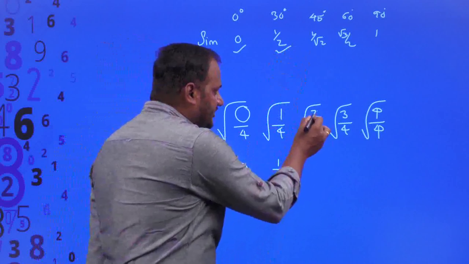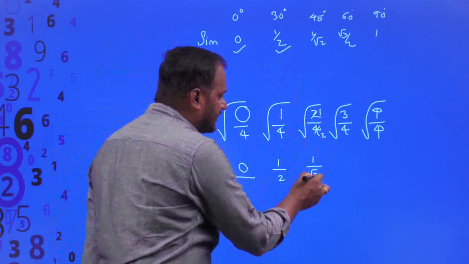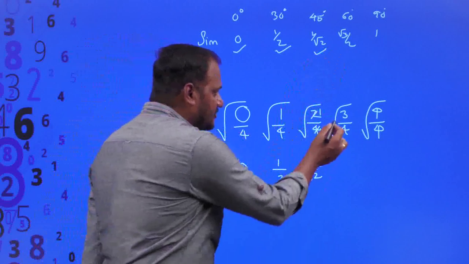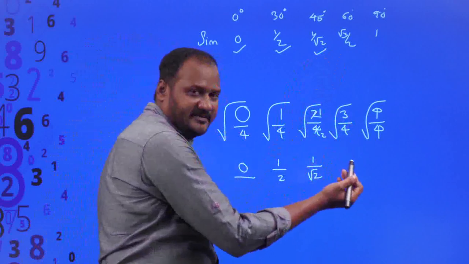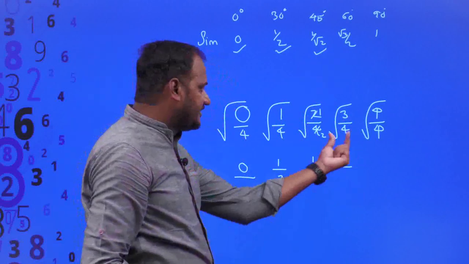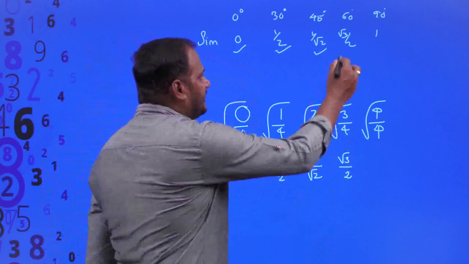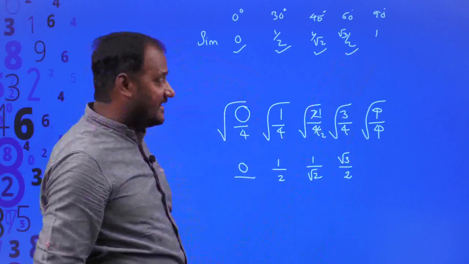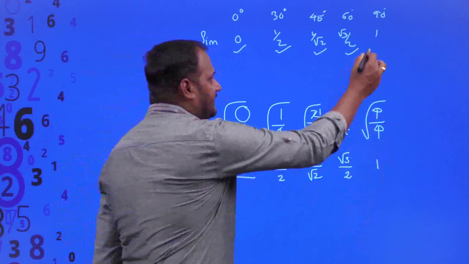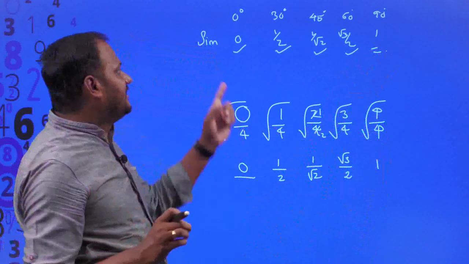Square root of 2 divided by 4: here 2 ones are 2 and 2 twos are 4, so square root 1 is equal to 1 by square root 2. So, 1 divided by root 2 is sine 45. Now, square root of 3 divided by 4, 3 divided by 4 cannot be cancelled. So, split the square root for both numerator as well as denominator. Square root 3 divided by square root 4, which is 2. So, root 3 by 2 is the value of sine 60. And coming to 4 divided by 4 equal to 1, root 1 is equal to 1, that is sine 90 degrees. You understand? So, this way you can easily remember the values of sine.